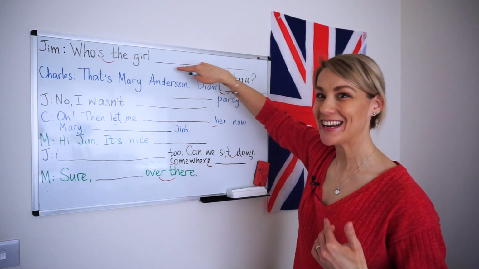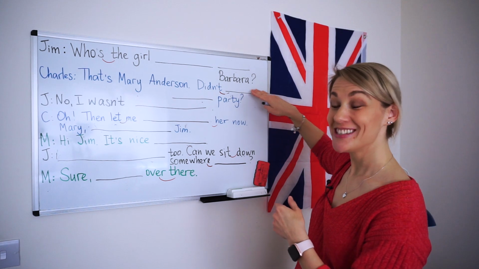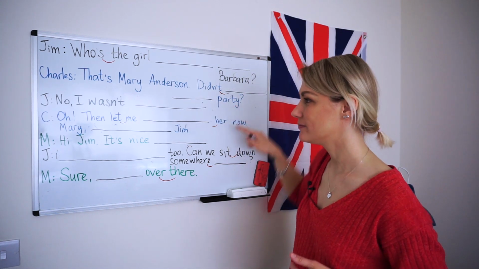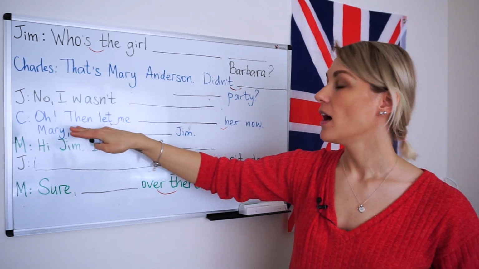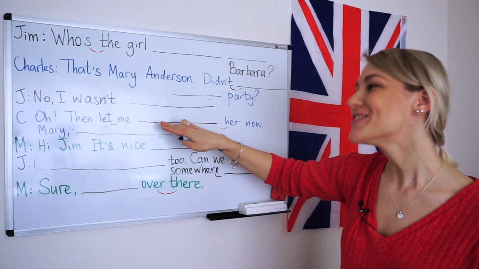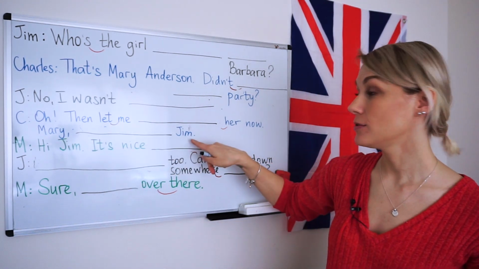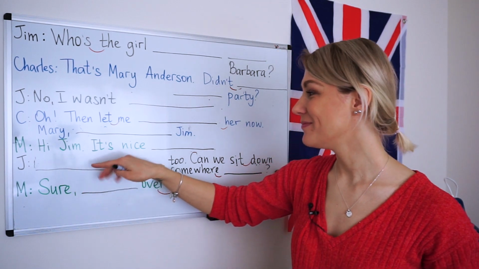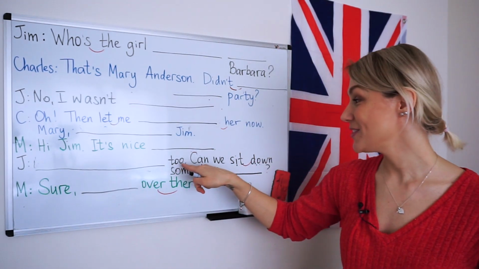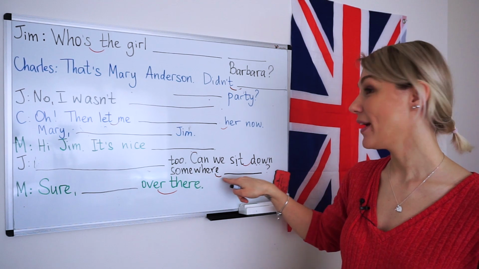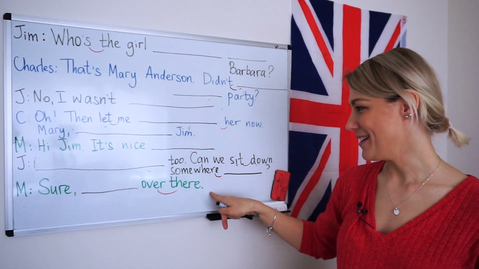Who's the girl in the red dress next to Barbara? That's Mary Anderson. Didn't you meet her at Steve's party? No, I wasn't at Steve's party. Oh, then let me introduce you to her now. Mary, this is my cousin Jim. Hi Jim, it's nice to meet you. It's nice to meet you too. Can we sit down somewhere and talk? Sure, let's sit over there.